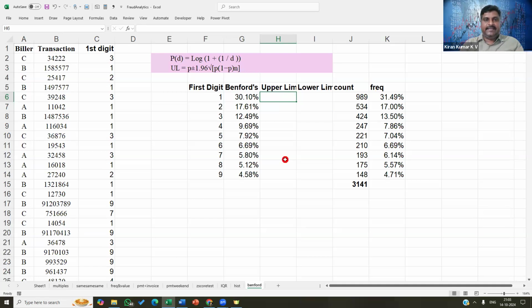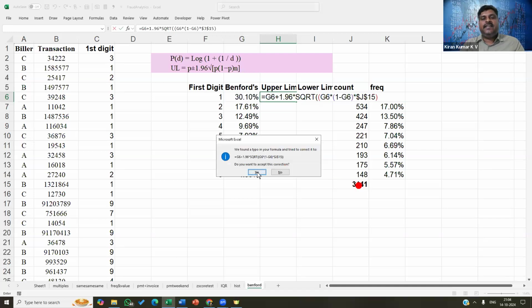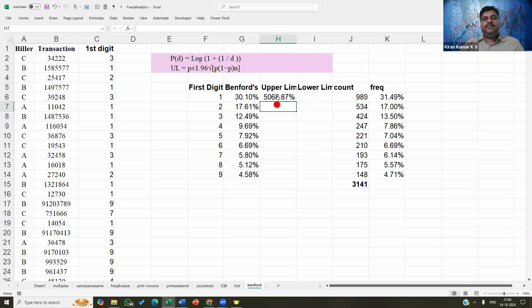So this formula I will put here using the plus function. Probability plus 1.96 multiplied by the square root of probability multiplied by 1 minus probability divided by n. N I have is 3,141. Maybe I'll freeze this. So this will give me the upper limit for the transaction.